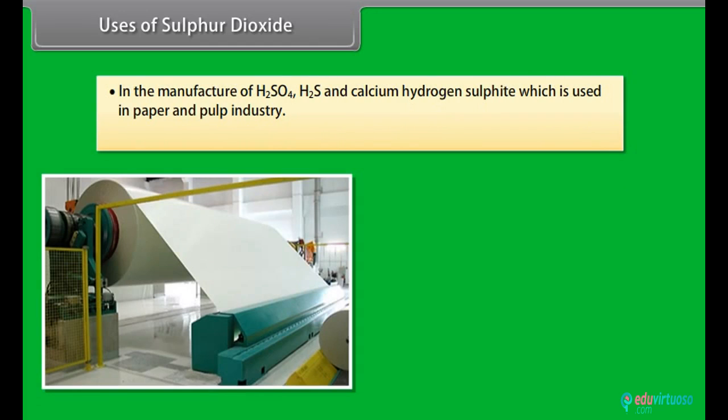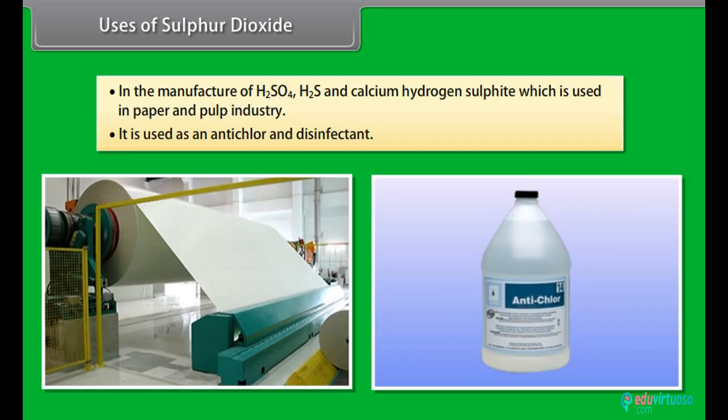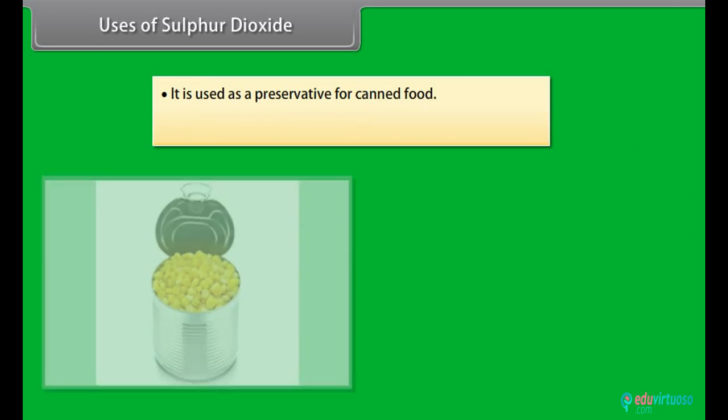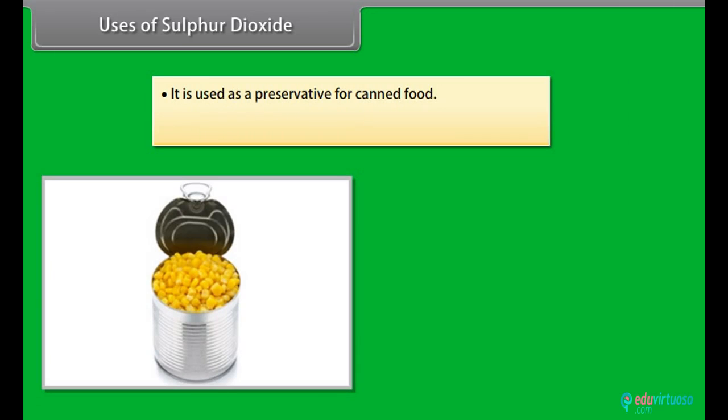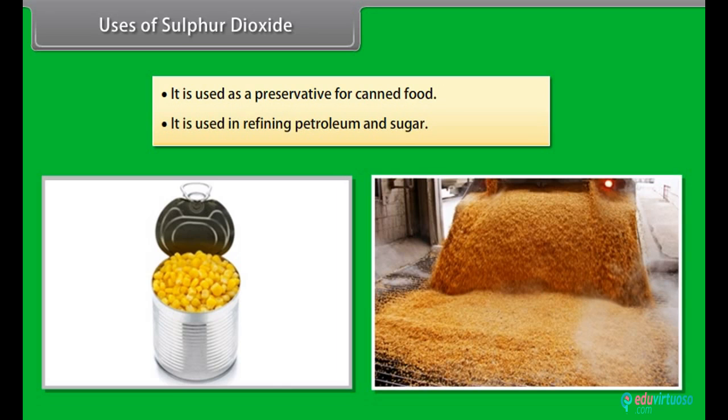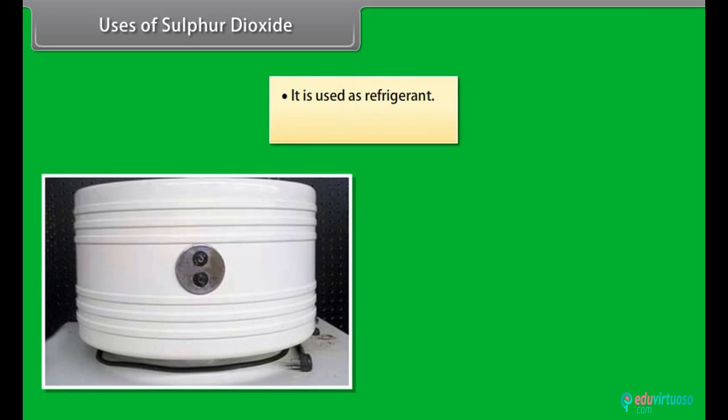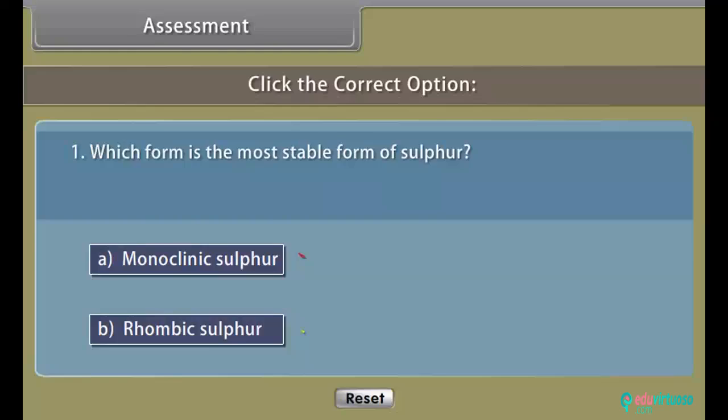In the manufacture of H2SO4, H2S and calcium hydrogen sulfite, which is used in paper and pulp industry. It is used as an anti-chlor and disinfectant. It is used as a preservative for canned food. It is used in refining petroleum and sugar. It is used as refrigerant. It is used in bleaching.